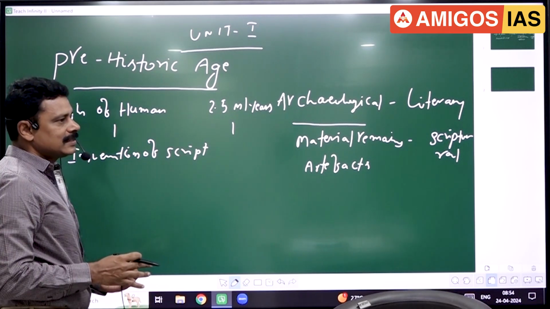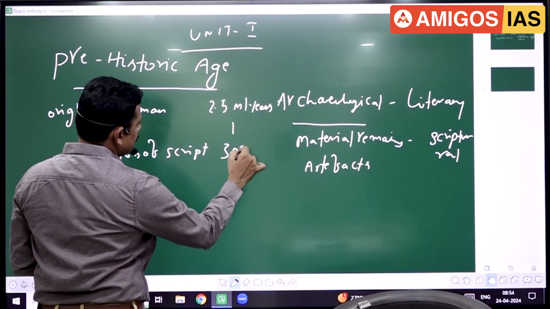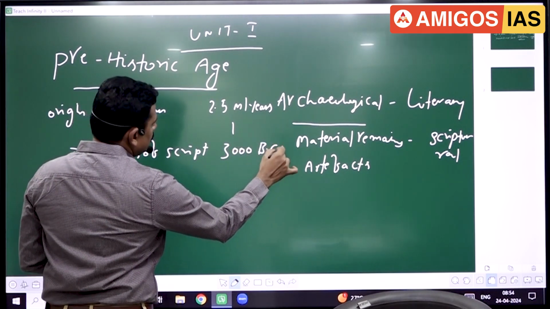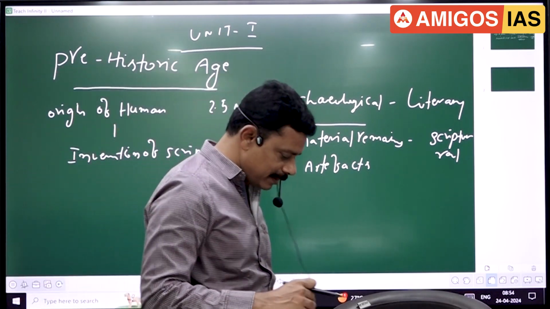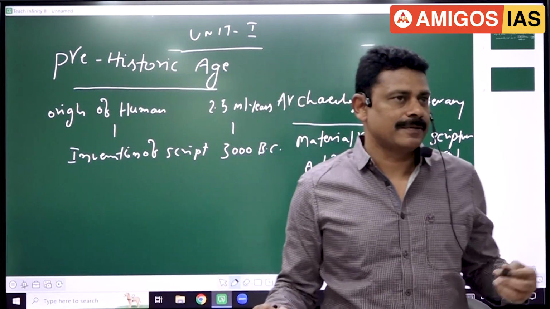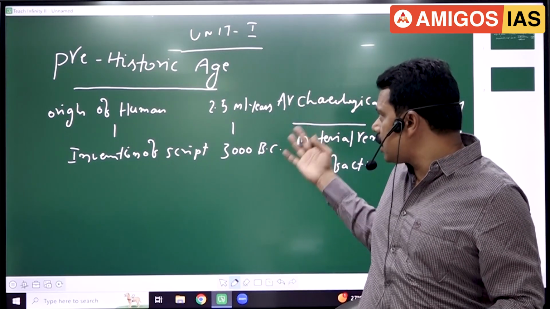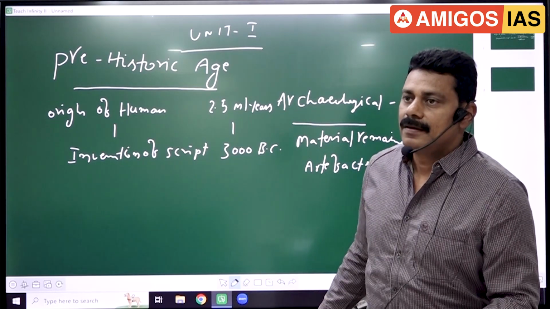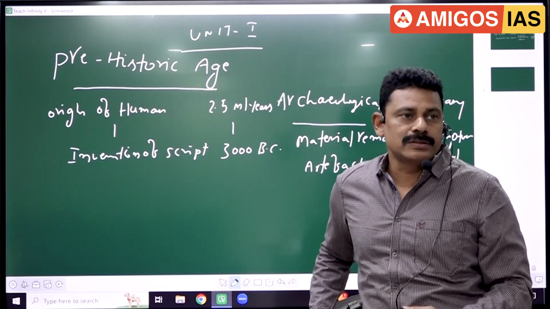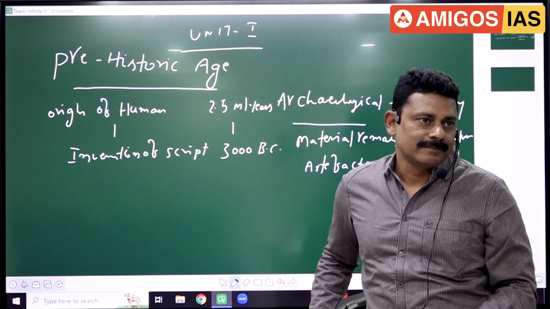As far as Indian history is concerned, the script was invented around the 3rd millennium BC, roughly 3000 BC. So in that period, we have our first script. So it's a lengthy period, in fact. The prehistoric period is a lengthy period, but unfortunately, we do not know much about the history of the human beings who lived in the prehistoric age.